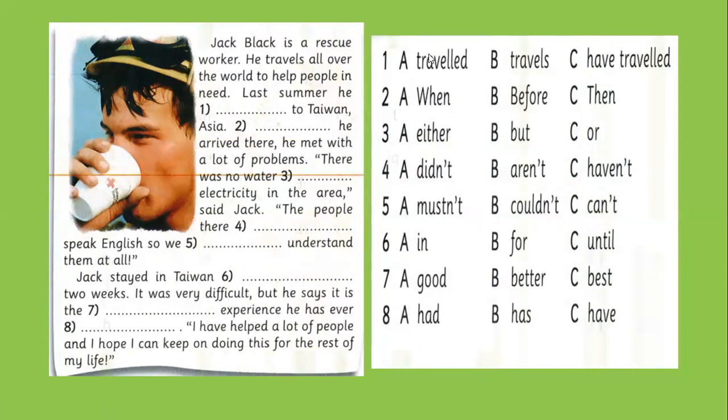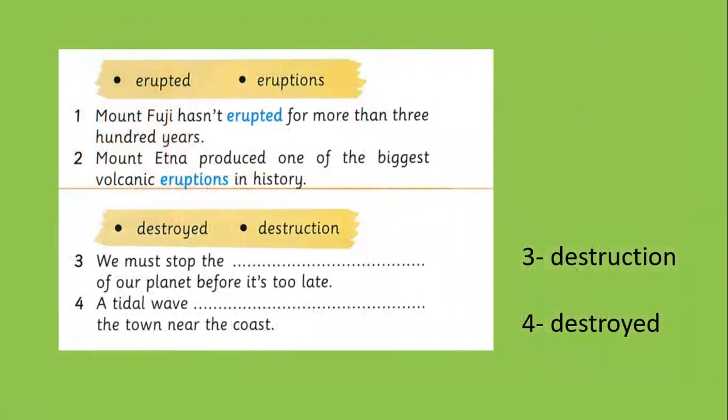Let's move now. Here we have to know the difference between the noun and the verb. Do we need a noun or a verb? Here, Mount Fuji hasn't erupted. Here we need a verb because we have has or hasn't. So hasn't erupted, we need a verb. So we use erupted, and the verb usually ends in ed in the past. For more than 300 years, Mount Etna produced one of the biggest volcanic eruptions in history. This is eruptions in history.